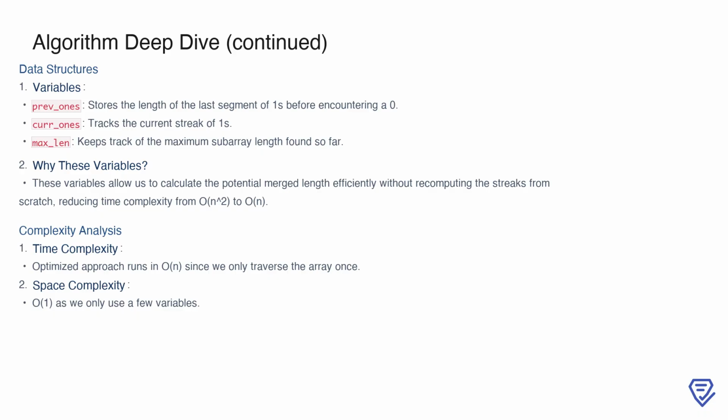These variables work together to efficiently calculate the potential merged length of 1's without having to recompute the streaks for every 0 encountered. This design reduces the time complexity from O(n²) in the brute force approach to O(n) in the optimized approach. Furthermore, the space complexity is reduced to O(1), since we only use a few variables, making the algorithm highly efficient and scalable for large input arrays.